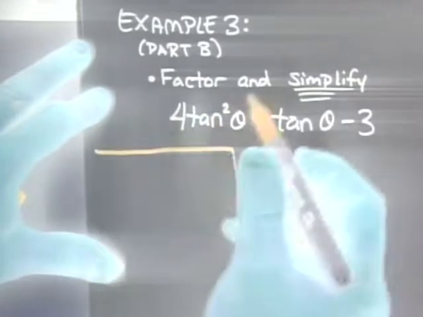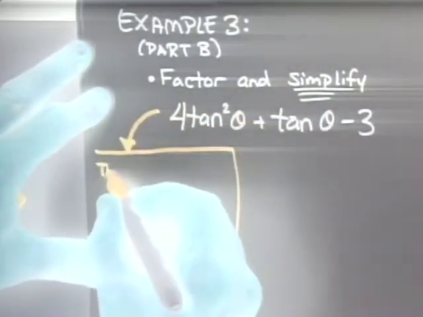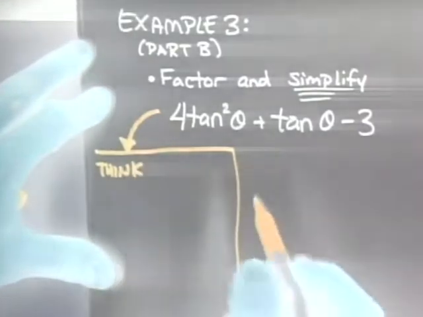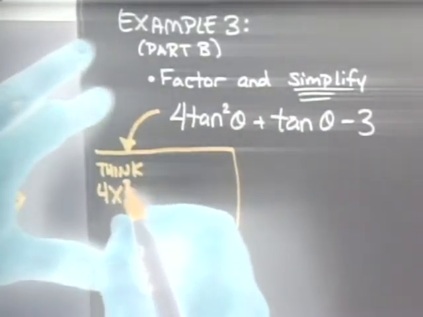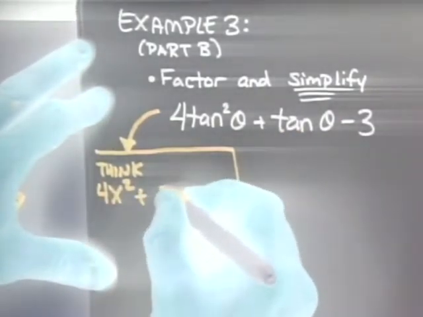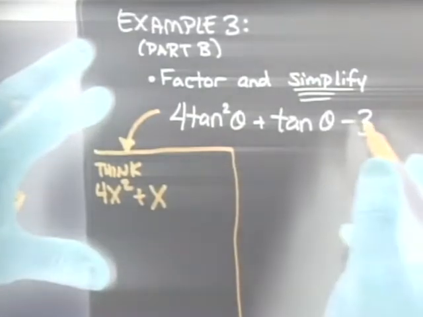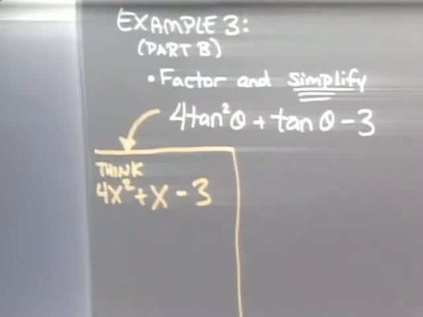I'm going to make a side note on this right here. For this problem, when you see this, what I want you to do is think of it like, instead of 4 tangent squared x, think of it like just 4x squared. And instead of tangent right here, let's just call that the x. Let's have the minus 3 there.